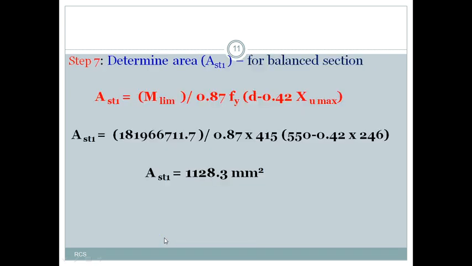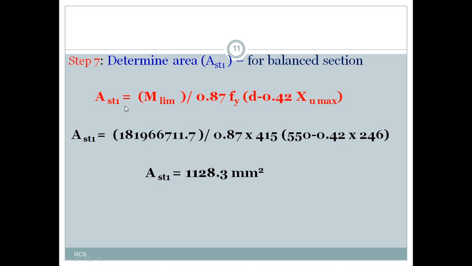So after obtaining that, we have to calculate the area of tension steel in the balanced singly reinforced section. As you know, when we are analyzing the doubly reinforced beam, we have divided the total beam into two sections. One is a section corresponding to the balanced singly reinforced beam. The second one is an imaginary beam corresponding to the compression reinforcement and additional steel.